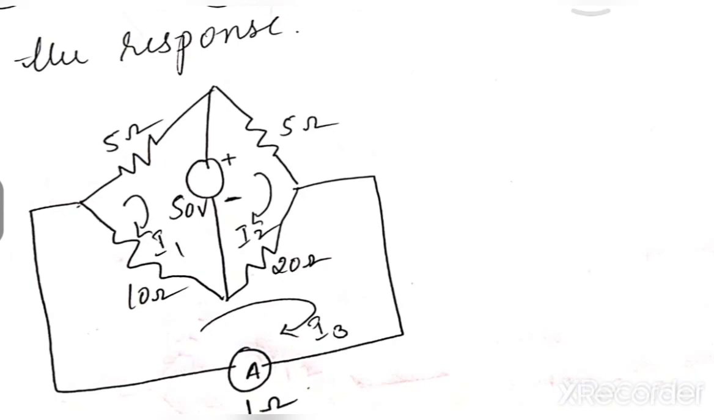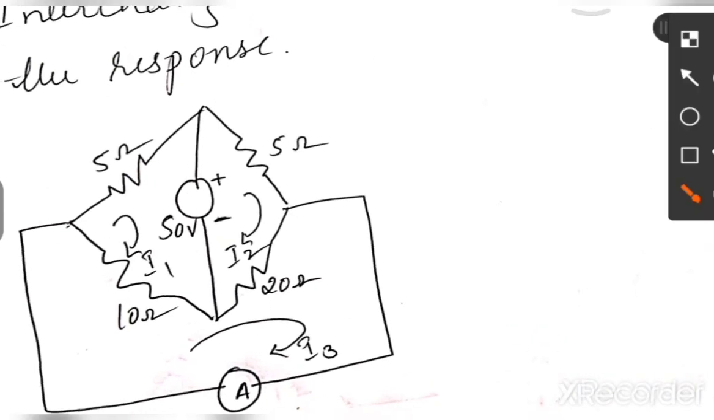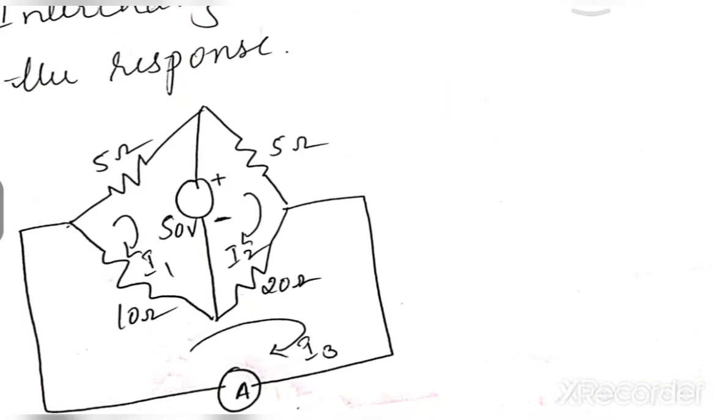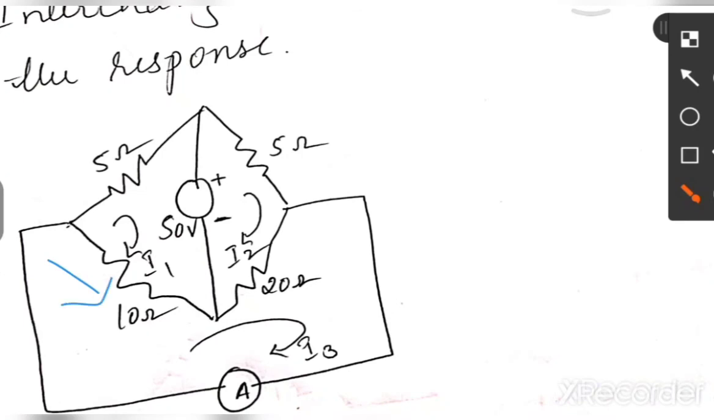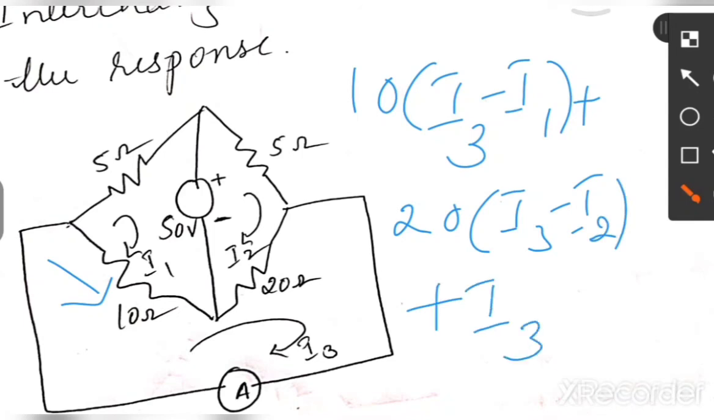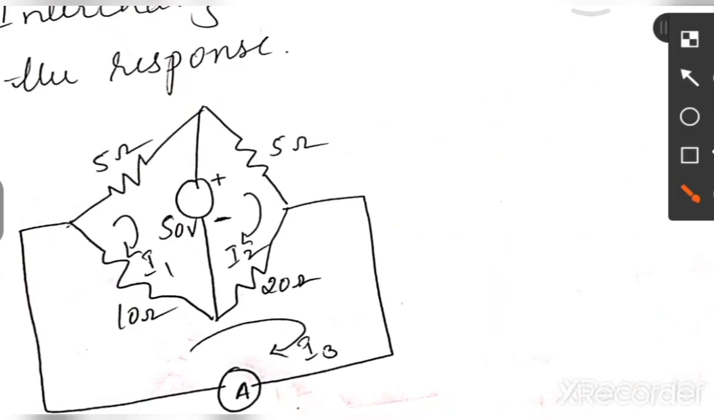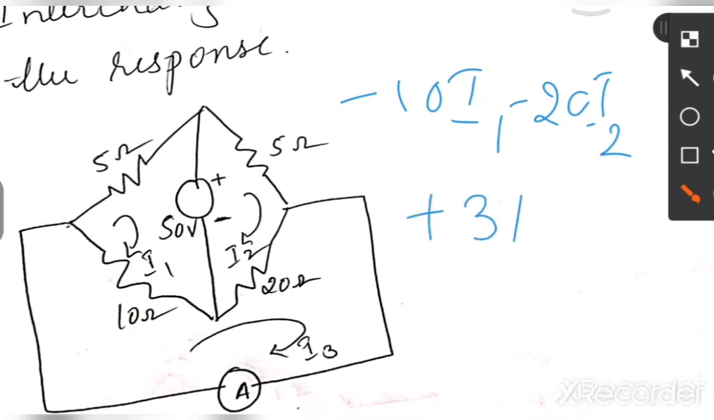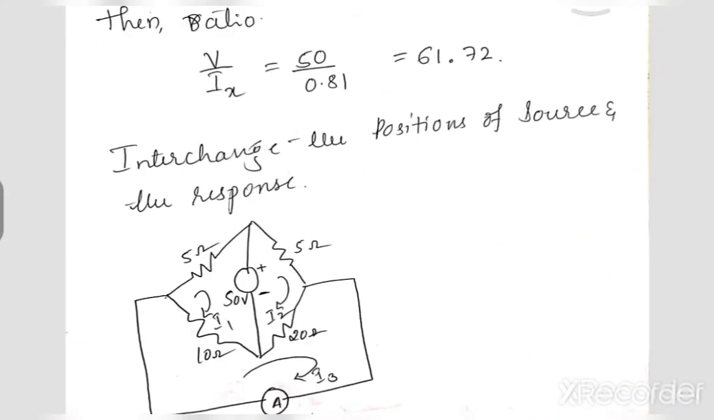Third loop, apply KVL for the third loop. You get, that is minus 10 I1. Okay. Or else we'll write systematically. So we'll start from this, that is 10. You are in the third loop, therefore I3 minus I1 plus 20 I3 minus I2 plus 1 ohm resistance. Therefore it is 1 into I3 equal to 0. Simplify this, you get minus 10 I1 minus 20 I2 plus 31 I3 equal to 0. 10 plus 20 plus 1 is 31. Solve these three equations.